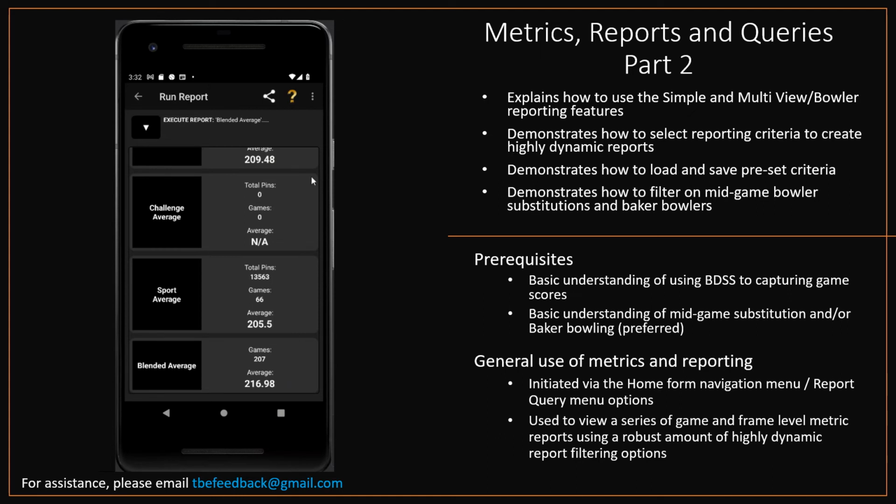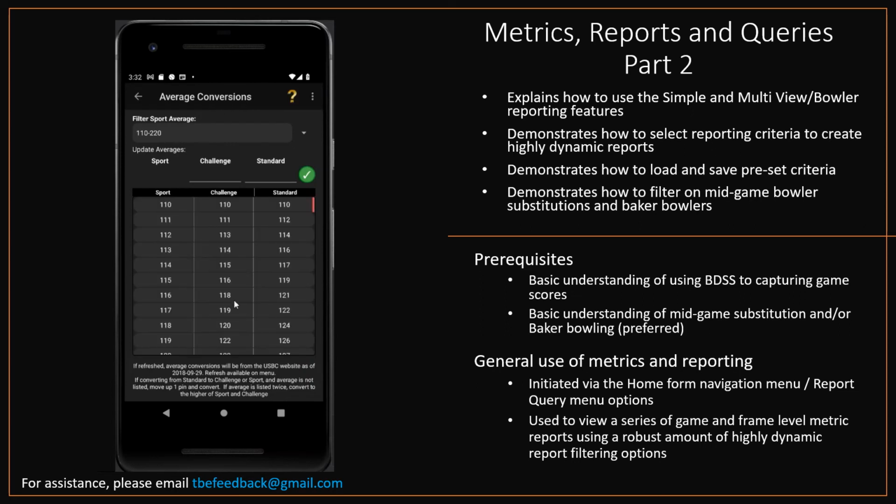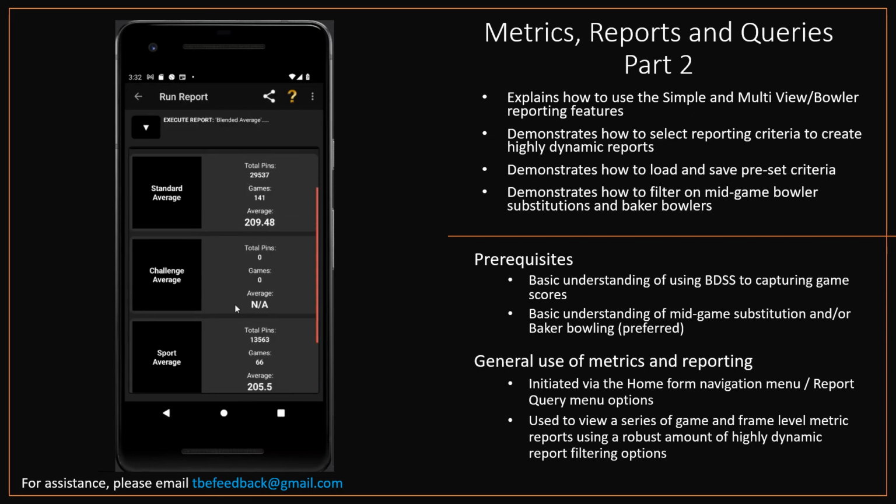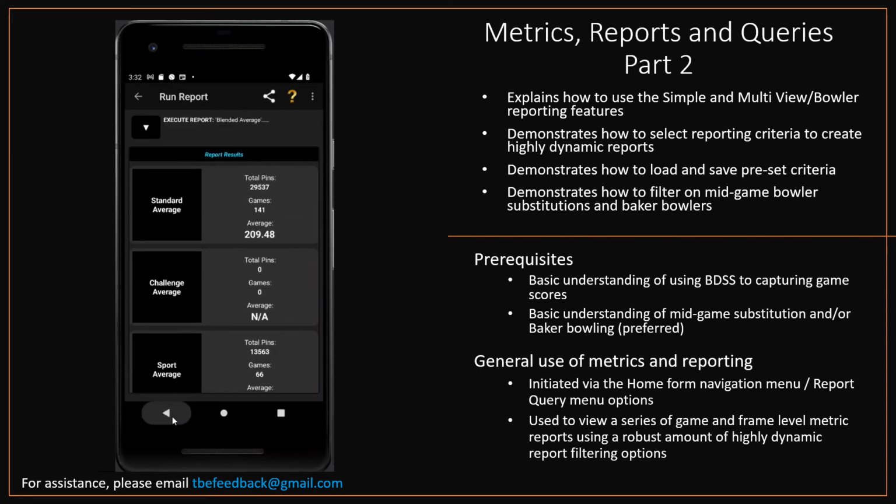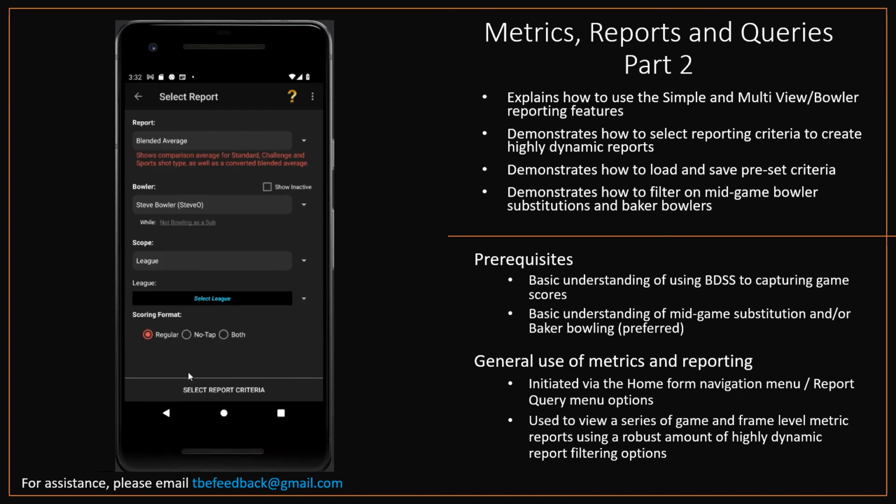So if you click the average conversion menu on the top right, you can see the average conversion form. You can use this form to convert averages between standard and challenge, and challenge and sports average, and it's the conversion data that the blended averages uses to perform its calculation. Okay, so now let me go back to select report. And that is the last of the reports. So only a few more things to show you.